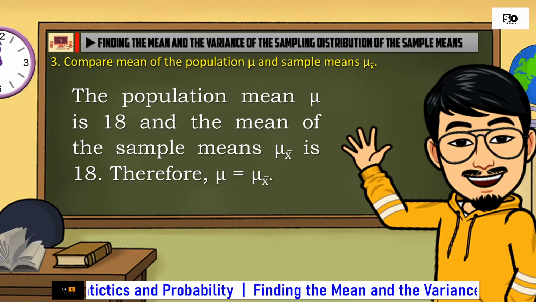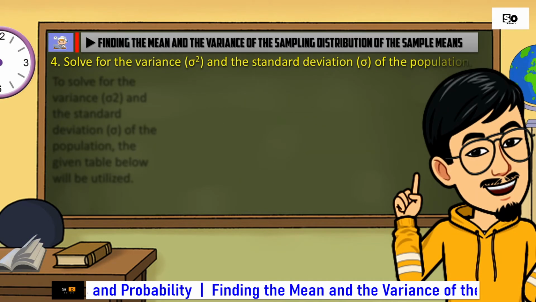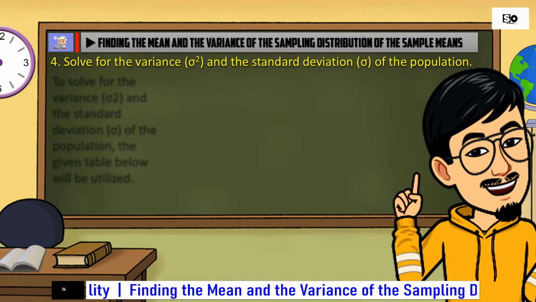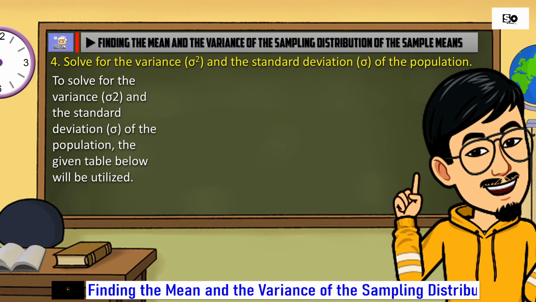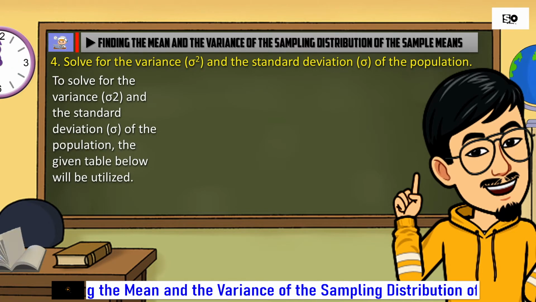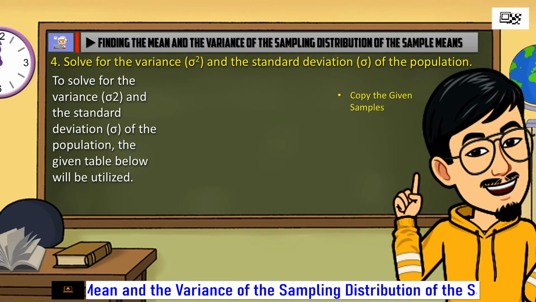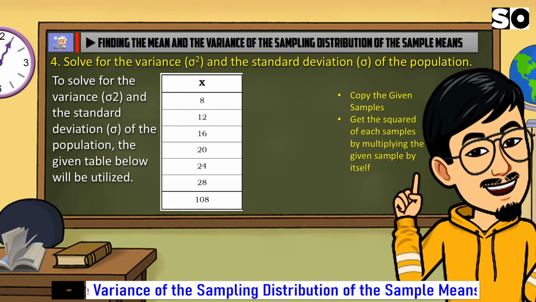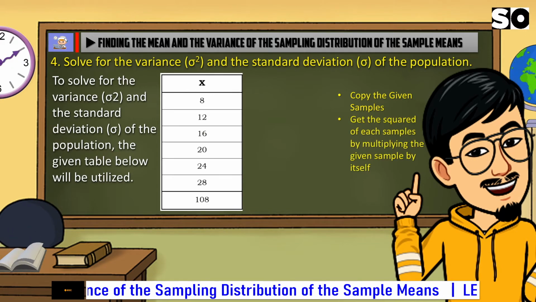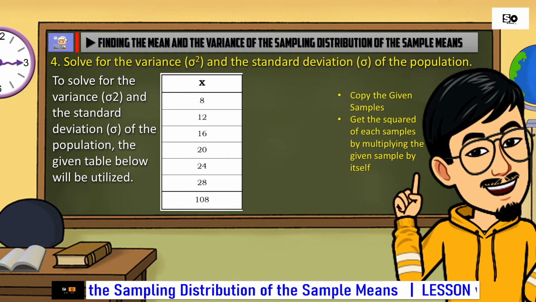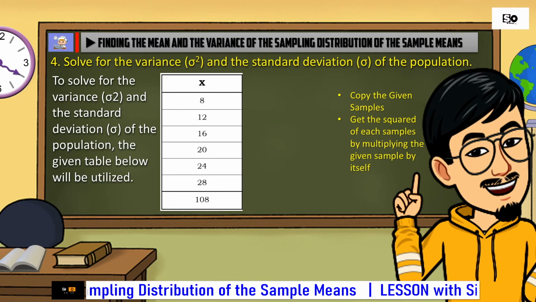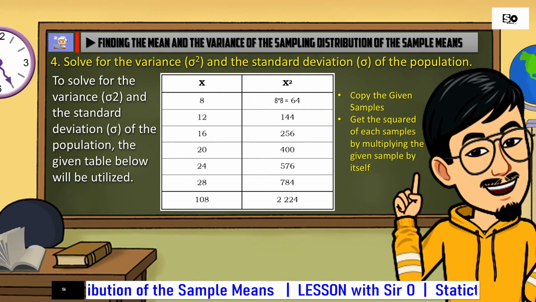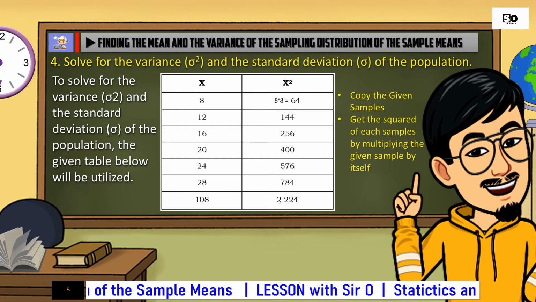Number 4. Solve for the variance and the standard deviation of the population. To solve for the variance and the standard deviation of the population, the given table below will be utilized. Copy the given samples. Get the square of each sample by multiplying the given sample by itself. In this example, we have 8 times 8 is equal to 64. Do that process on the succeeding given samples.